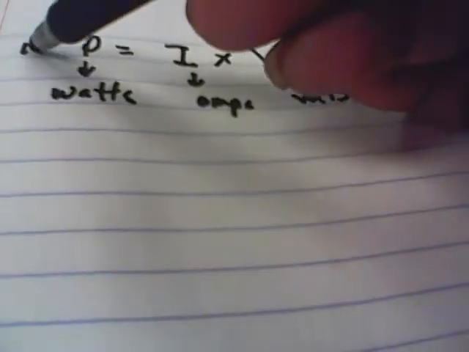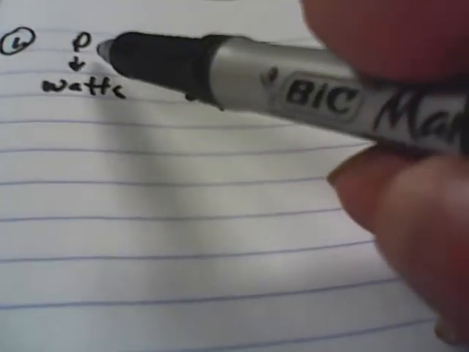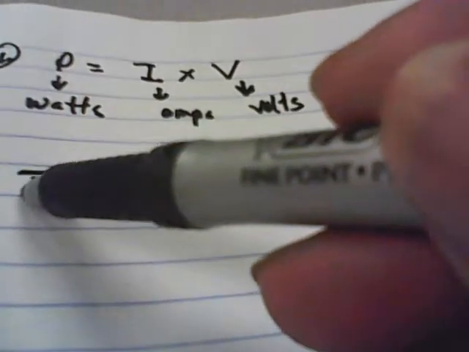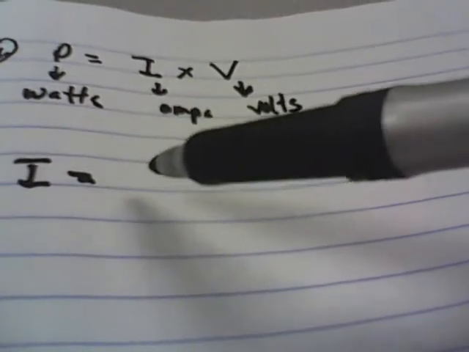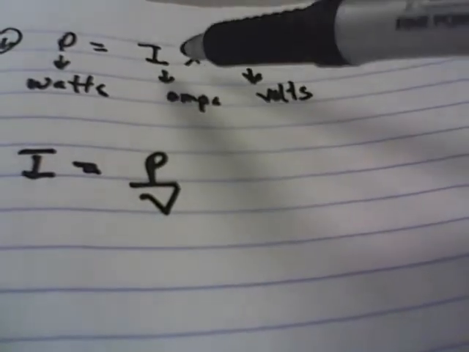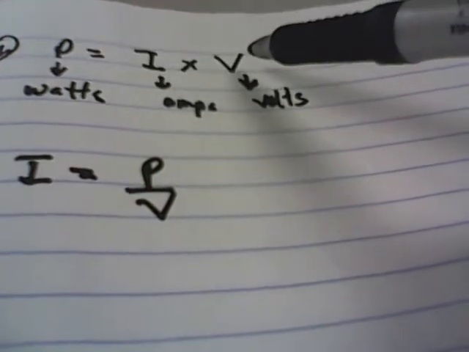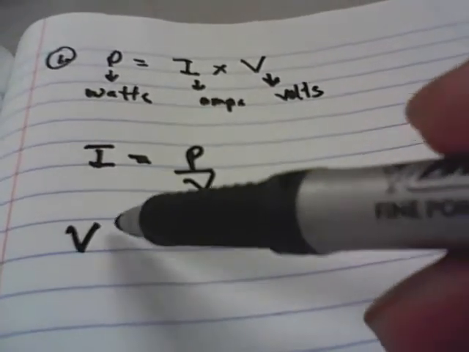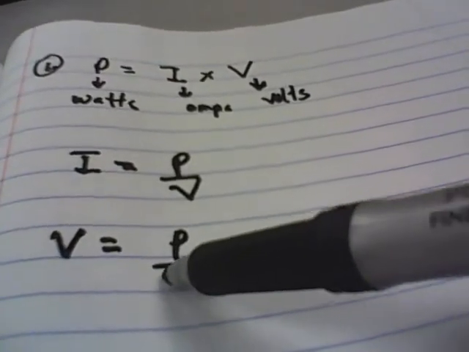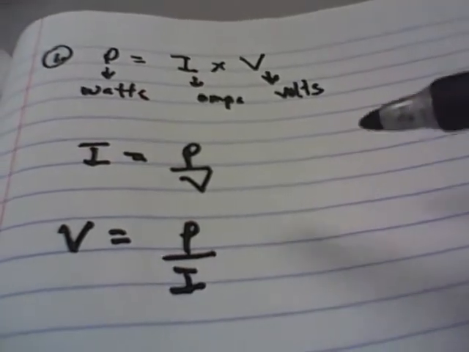So we can rearrange this. This would be our first equation, if we're asked what the power is. If we're looking for current, that would equal power over volts. So I just rearranged the equation, saying that I wanted to solve for I. That would give me power divided by volts. And then also, if I just wanted to solve for volts, that would be power divided by I.